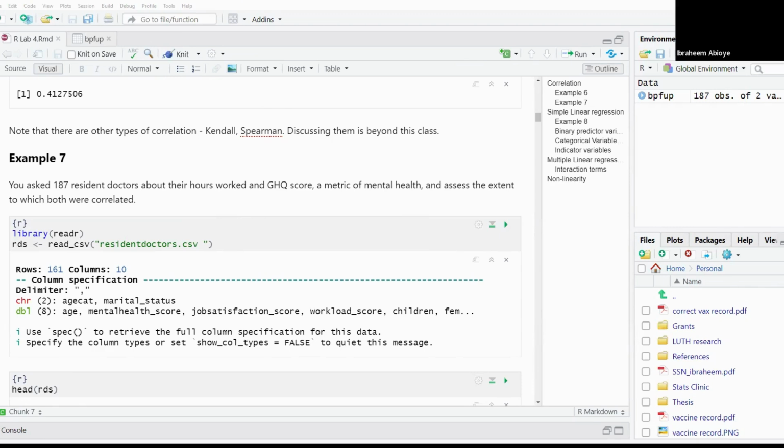It's the resident doctors.csv, and then there's the BPFUFP, which is basically blood pressure follow-up.csv. If you look at the email, these files are also in the email, and we had shared them from there. Okay, all right. So let us know if you're able to find the files in the data sets folder that we shared via email.